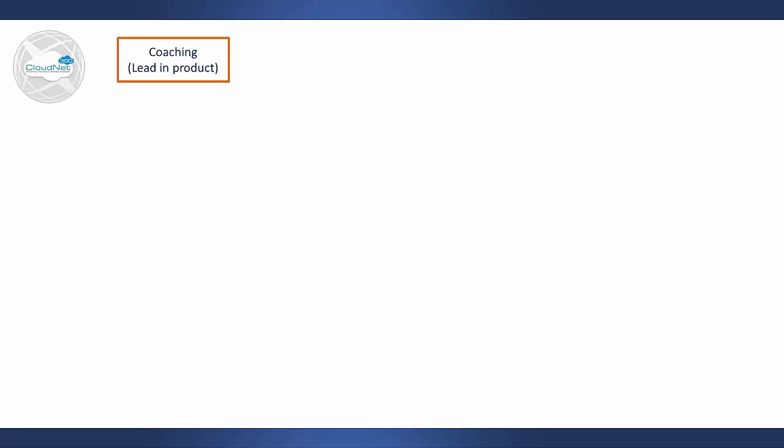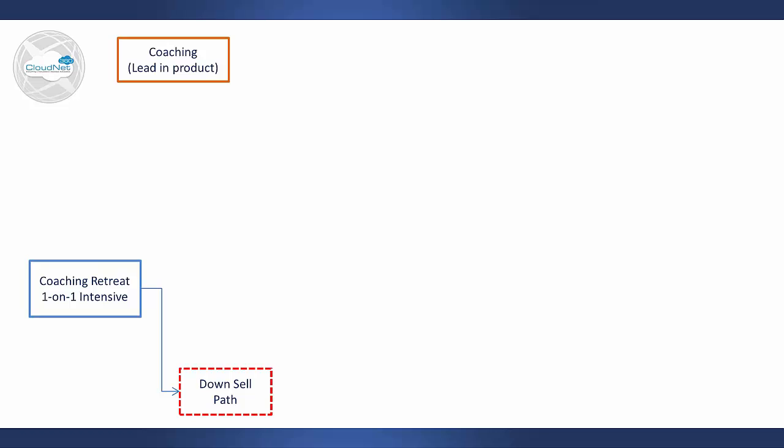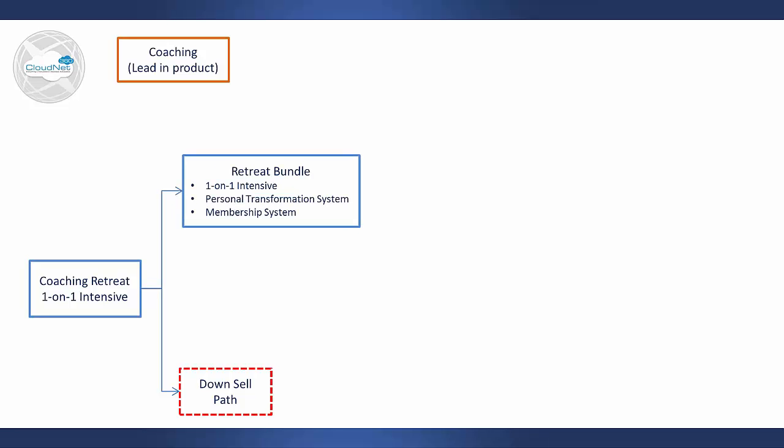In this demonstration, I'm going to start off with coaching as my lead-in product. And my first upsell offer is going to be a coaching retreat one-on-one intensive. And if they choose to decline this offer, I'm going to route them through my downsell path, which I'll show you on the next slide. But assuming they accept the offer for the coaching retreat, I'm going to put them into my next upsell, which is my retreat bundle. And that includes a one-on-one intensive, personal transformation system, and my membership system.